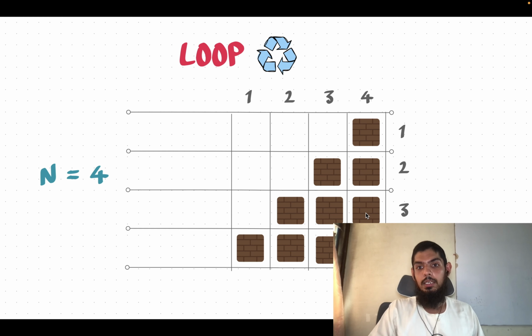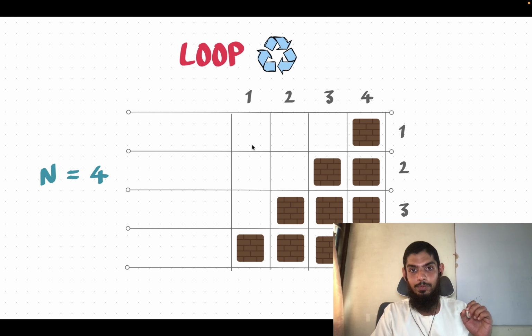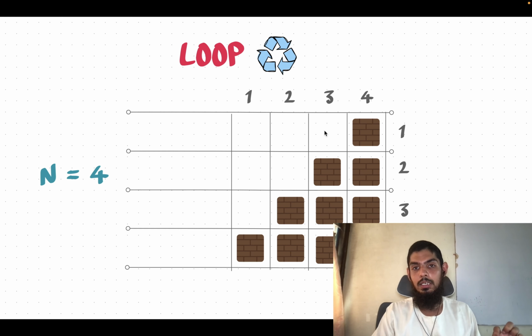Okay, now the pattern over here is that you can see the first column of the first row is blank, it's a space. The second column of the first row is still blank, and the third column of the first row is blank. The fourth one is where we need to place a star. On the second row, the third and the fourth is where we'll need to place the stars, and so you can see there's a pattern over here.